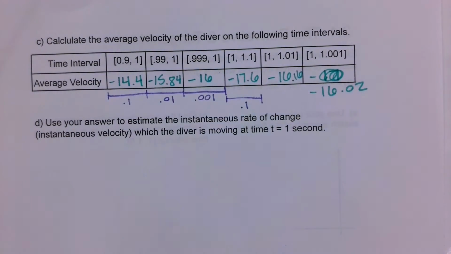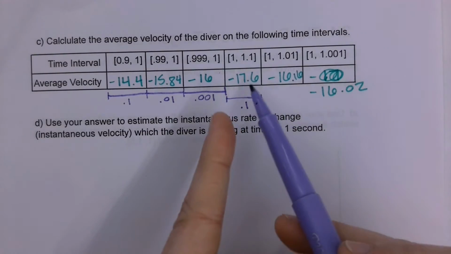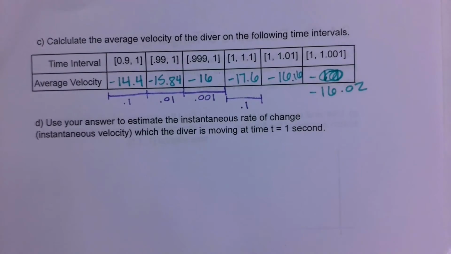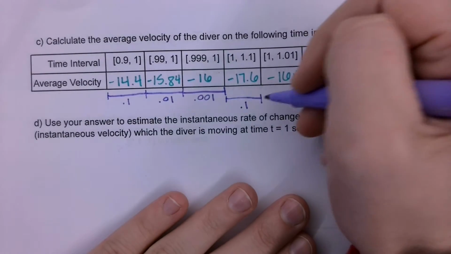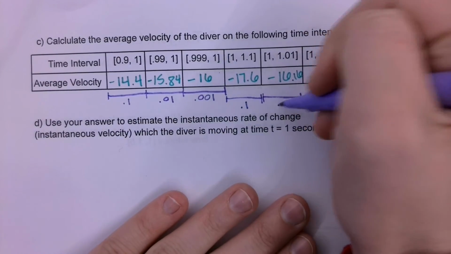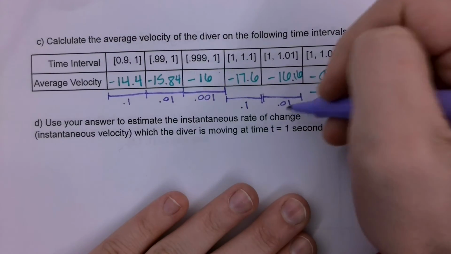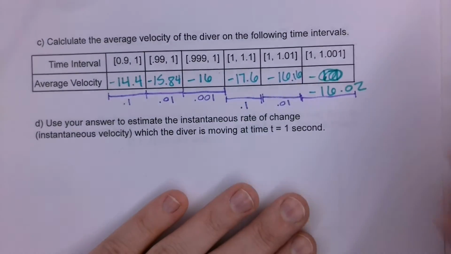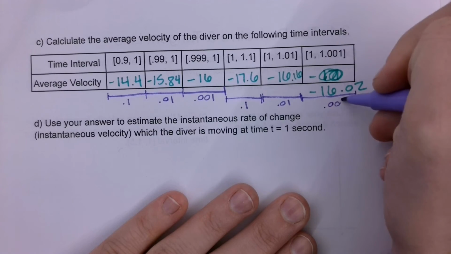So if we were from 0.9 to 1, it's going to be less velocity. He's not falling as fast because it was closer to the max, where this is after 1 second. So from 1 to 1.1 seconds, he was falling faster. But as we get closer, now our 1 to 1.01, we're 0.01 away. And then our last interval that I messed up here is 0.001 away.